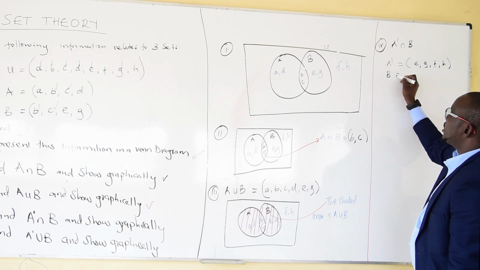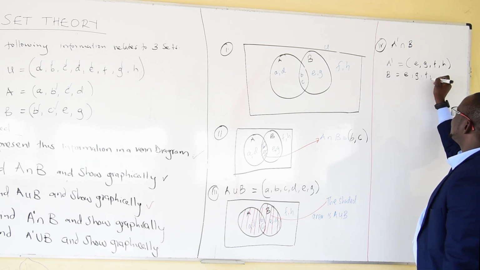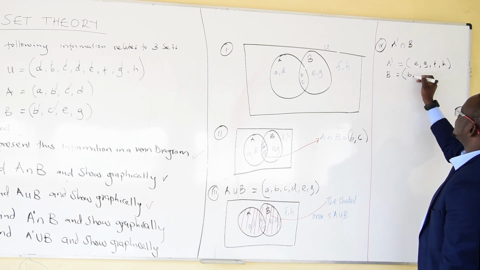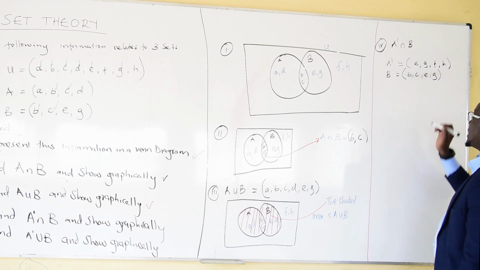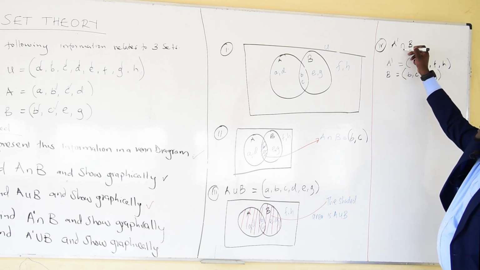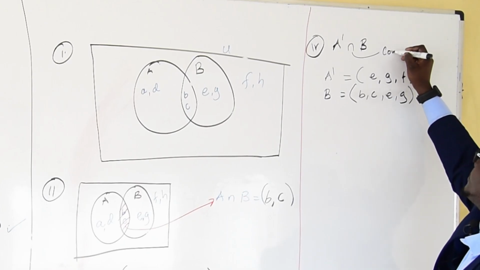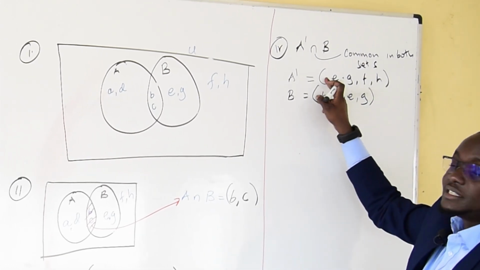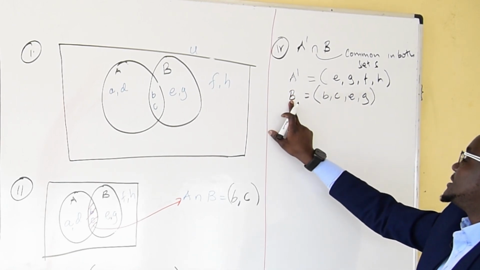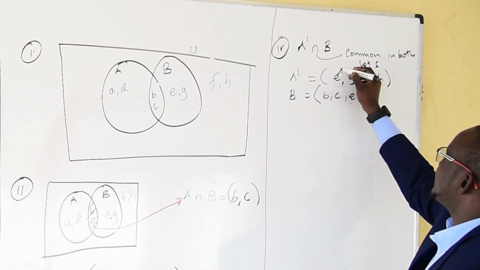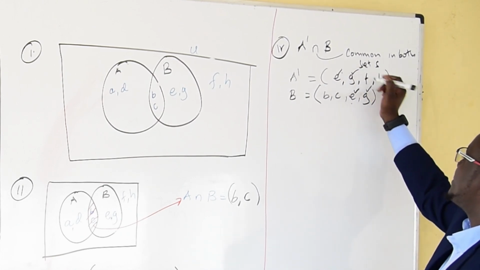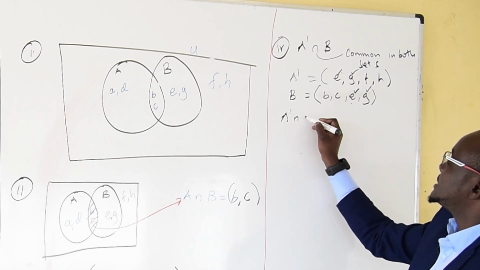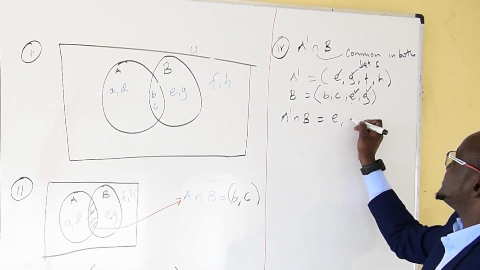Then B, we know what is B. Sorry. B contains B, C, E, G. So now, when you are taught to do intersection, this simply means members that are common in both sets. So the members that are common in the complement of set A and set B: E is a common member. G is a common member. F is not a common member. H is not a common member. This means, therefore, we can say A prime intersection B will be given by E, G.